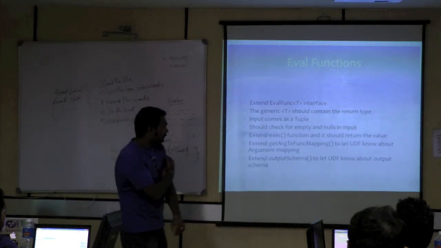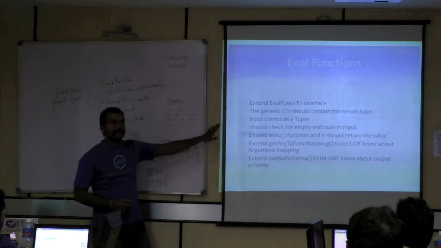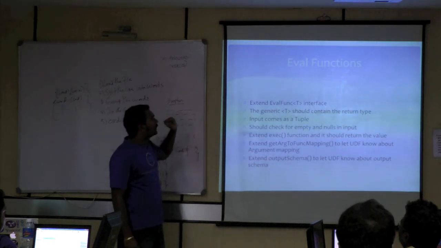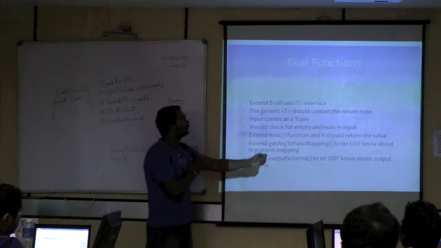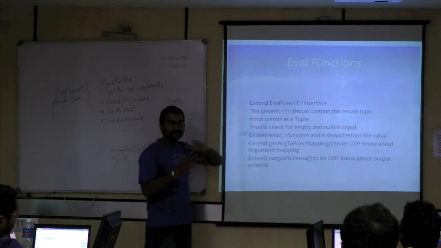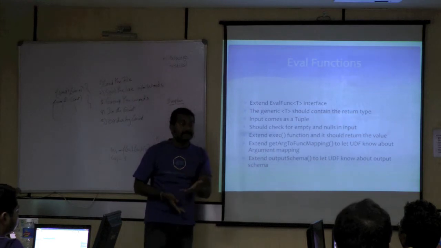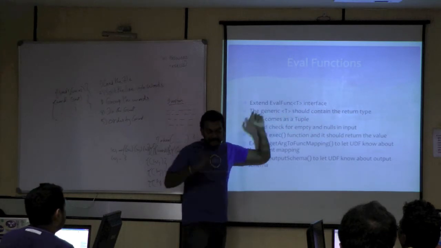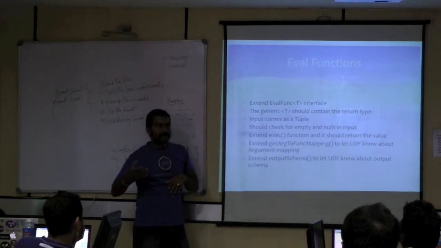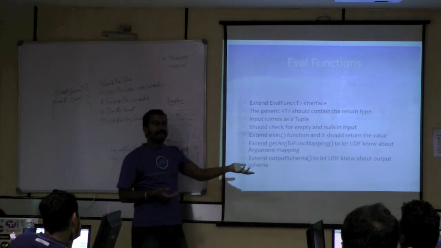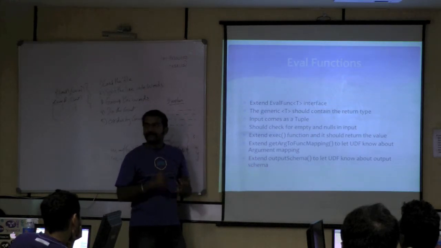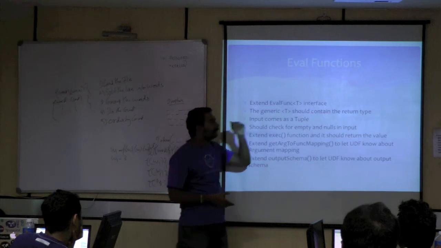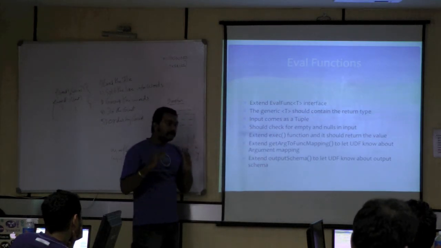So there are certain things you need to do to create a UDF function. This is specific to Java, which I'm talking about. Pig provides an interface called EvalFunc, which is available as part of the Pig Java. This is a generic interface, which means that you need to specify the type. The type here is the return type. Your UDF is going to return something back, whether it is a string, an integer, a tuple, a bag or whatever, and that will go here. And then input always comes as a tuple.